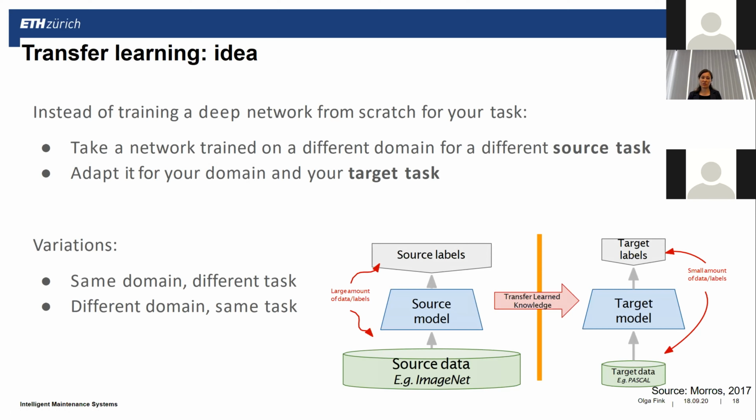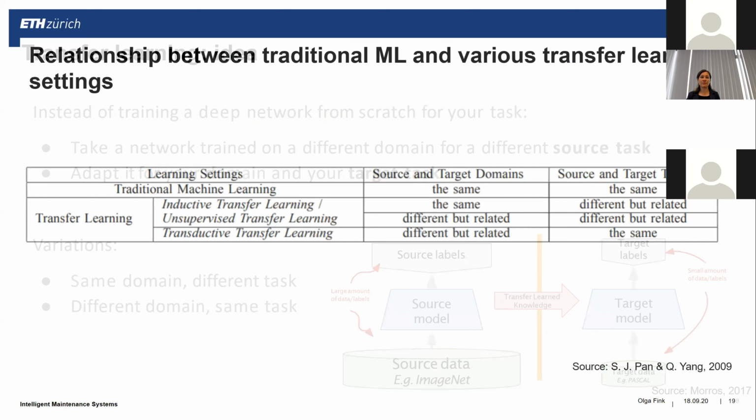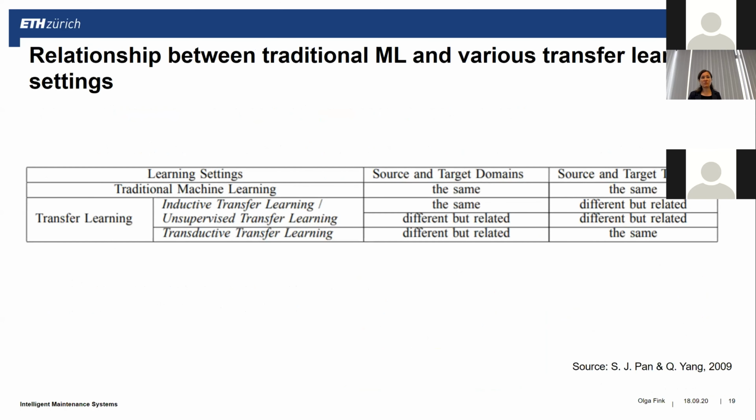We can have inductive transfer learning, where we have the same source and target domain, but different and related source and target tasks. For the unsupervised transfer learning, we have different but related source and target domains, and also different but related source and target tasks. And lastly, we have the transductive transfer learning, where we have different but related source and target domains, but we have the same task that we would like to apply it to. And this is particularly what we are going to focus on. So this is where domain adaptation comes into play.